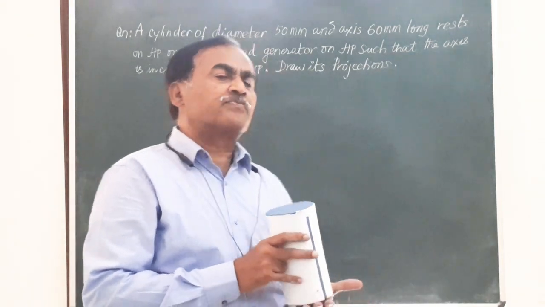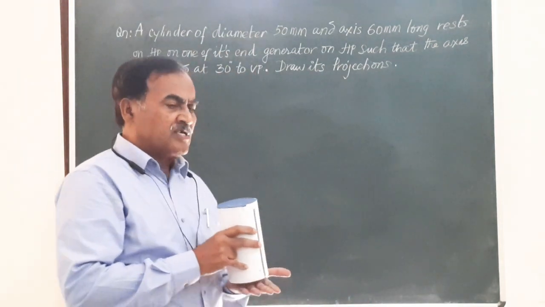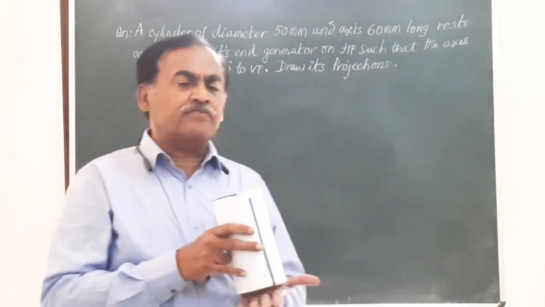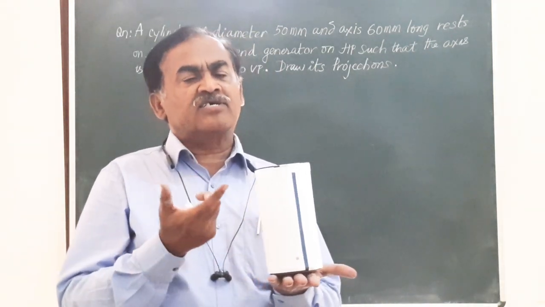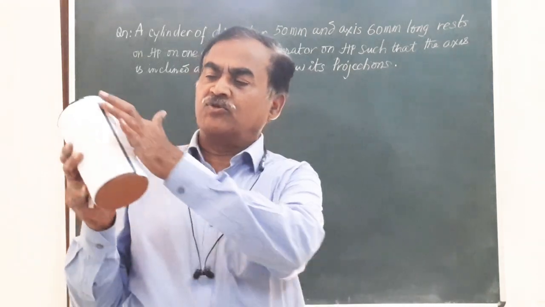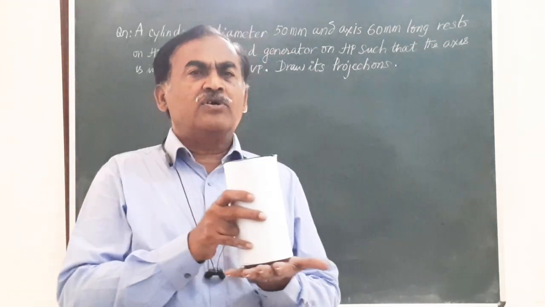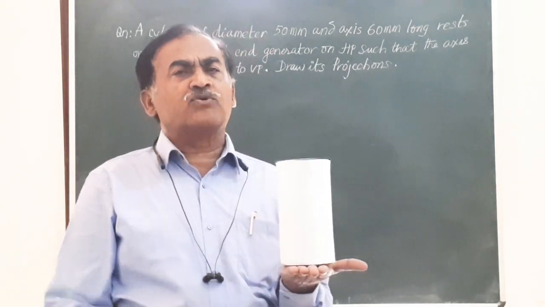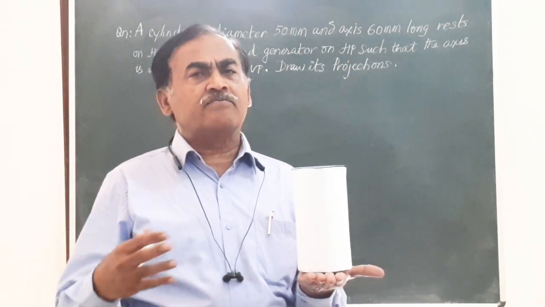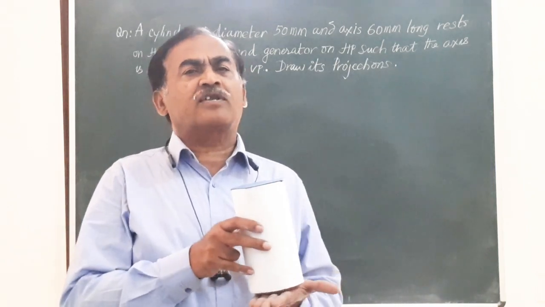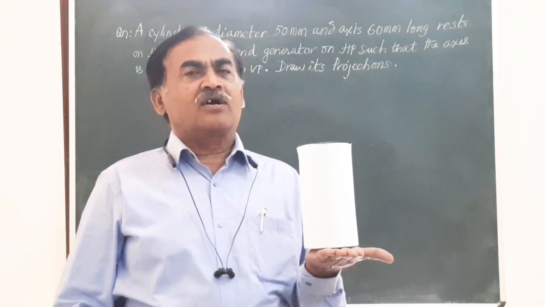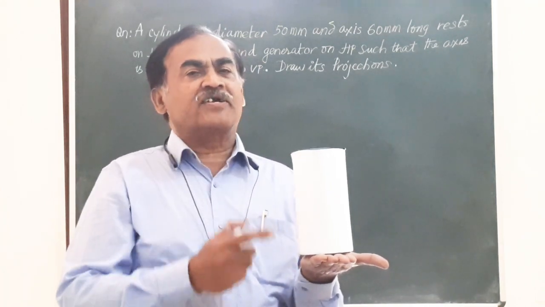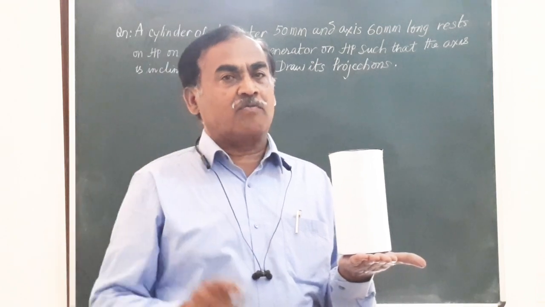Now, coming to the placing of the object, generally there are two important problems in this. The first problem is the cylinder resting on one of the end generators. I have shown you this end generator. In the initial position, unlike the pyramids, the cylinder is very simple. Place the object as it is on HP and obtain its top and front views, irrespective of the problem given.